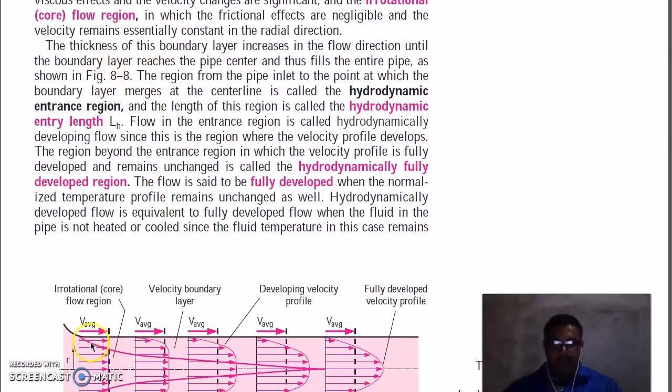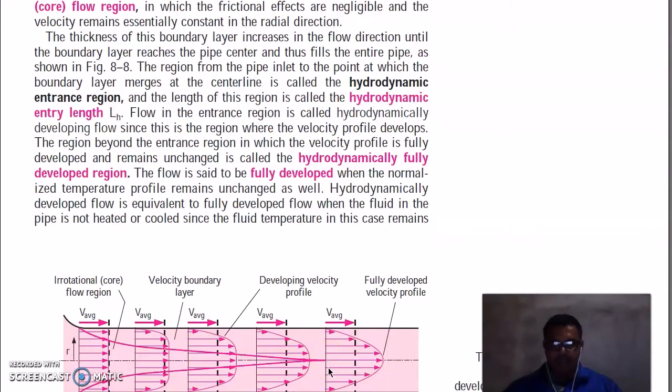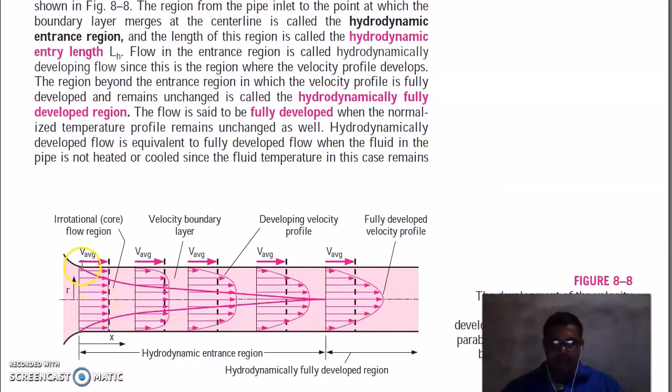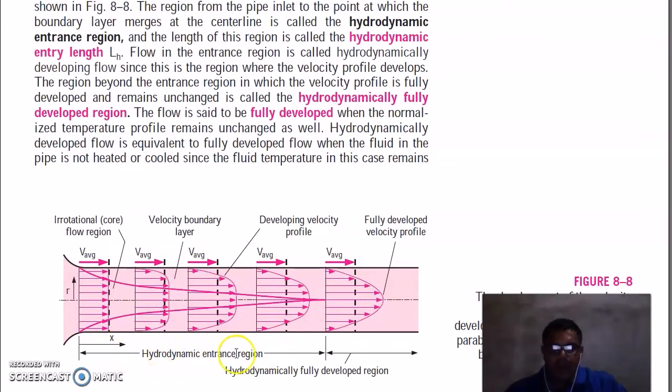The thickness of the boundary layer increases in the flow direction until the boundary reaches the center of the pipe and thus fills the entire pipe, as shown. The point where it merges at the center line ends the hydrodynamic entrance region. So your boundary layer starts from here and it will merge at the center. This region is called the hydrodynamic entrance region, and this region is called the hydrodynamic fully developed region, where the fully developed velocity profile is visible, and this length is called the hydrodynamic entry length.